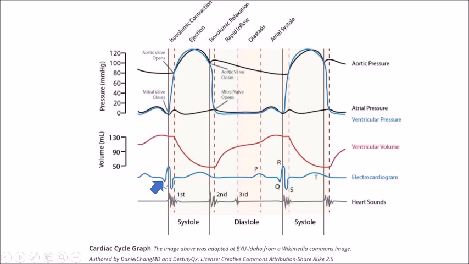So take a look, we see that. Here's our QRS, happens right before the solid black line of systole that it causes. Again, T wave happens right before the diastole solid black line that it's causing. And the P wave happens right before the atrial systole dotted line that it is causing.